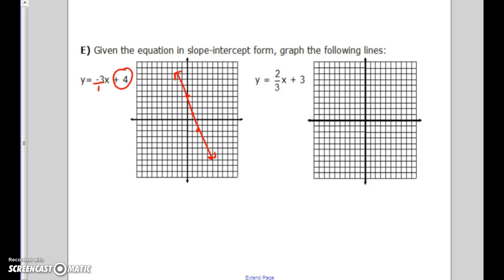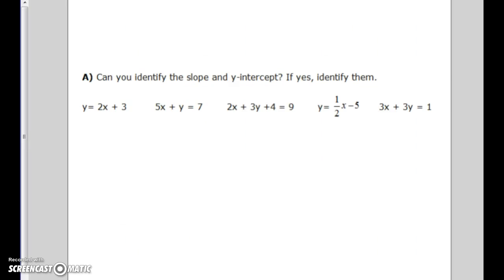Okay, so on this one we had 4. We plugged in the 4 for my y-intercept and we went down 3 and over 4. On the next one, my b is 3. So I'm going to count up 3. I have a positive slope. So it's going to be up 2 and over 3. Up 2 and over 3. Okay? We're good? Alright.